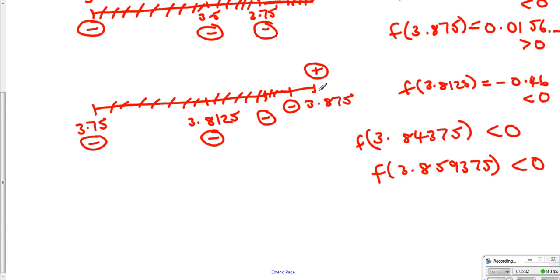Now, because we only want it to 1 decimal place, it's obvious that whatever we get in this interval, it's going to round to something around about 3.859, something in that region. And to 1 decimal place, that is obviously going to round to 3.9 to 1 decimal place. So the root is 3.9 to 1 decimal place. And if you look back at the calculation you did right at the beginning of the question, the square root of 15 is indeed 3.9 to 1 decimal place. So this method works.